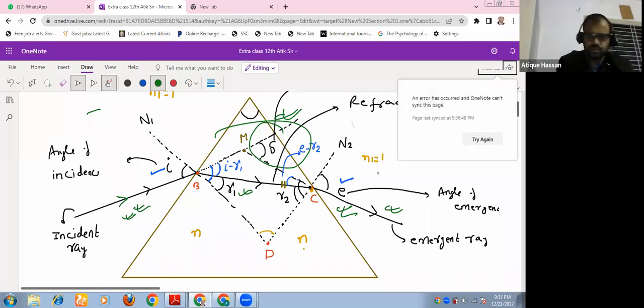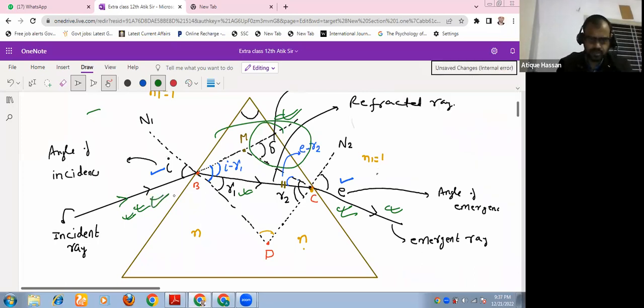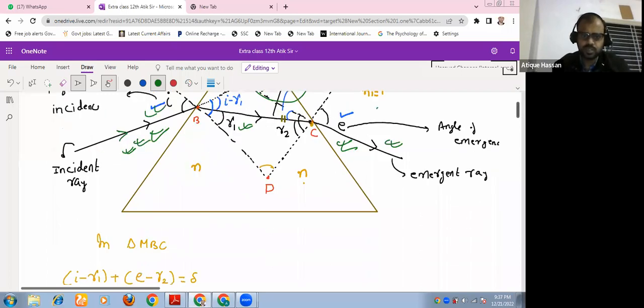So what we have to do is draw the diagram like this. This is the incident ray, and all the values are shown here. If you see, I is the angle of incidence, R1 is the angle of refraction, and N1 and N2 are normals to the prism.